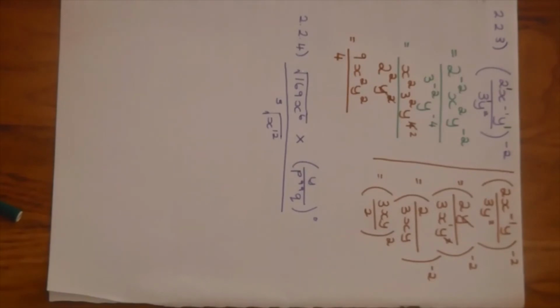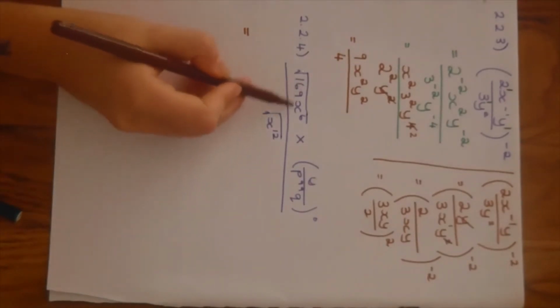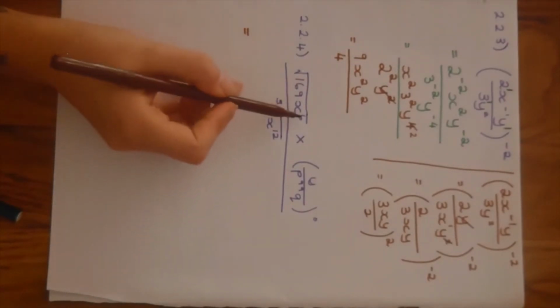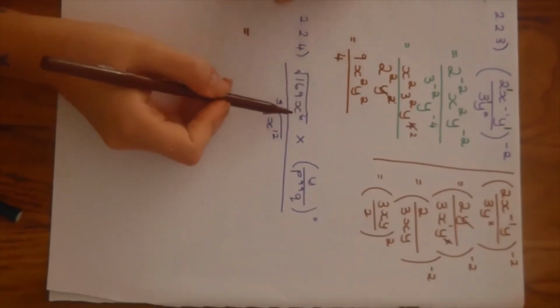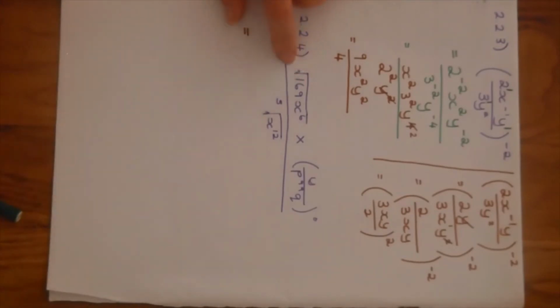Okay, next one. So, this has got a few different things. With your square rooting and your cube rooting, remember with square root you divide powers by 2. With cube root you divide powers by 3. And the numbers you can check on your calculator.